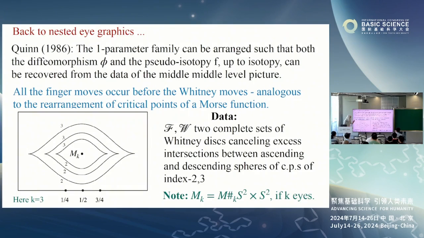Conversely, if I have just a Hatcher-Wagoner picture, just using the usual exchange of order of critical points under such and such circumstance, then you can arrange that all the finger moves occur before any of the Whitney moves. Once you do that, you're in the Quinn situation. So this summarizes just the introduction to pseudo-isotopy theory.